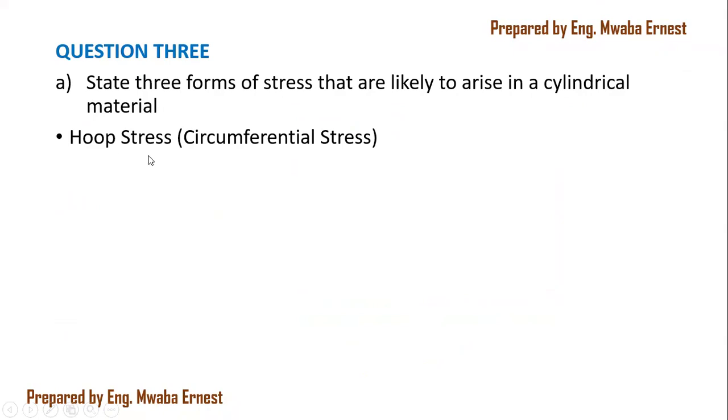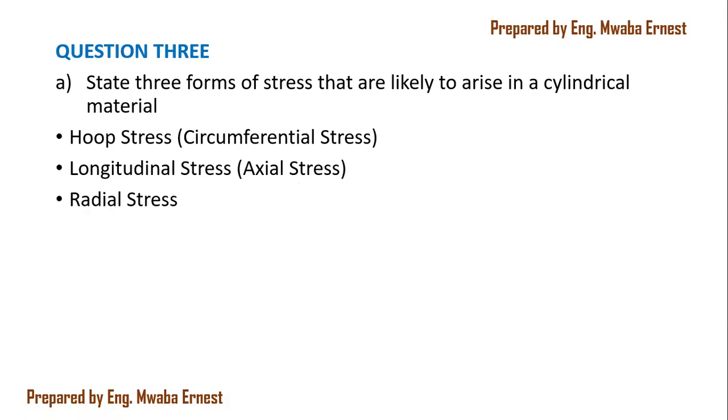So we have the first one, which is hoop stress, or it can also be referred to as circumferential stress. We also have the longitudinal stress, or we can also call it the axial stress. And lastly, we have the radial stress. Already telling us the orientation that this is supposed to be along the radius or the thickness of the cylinder. So this is how the 3 are arranged.